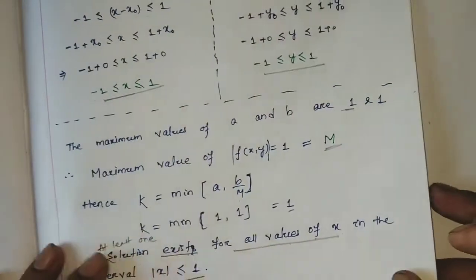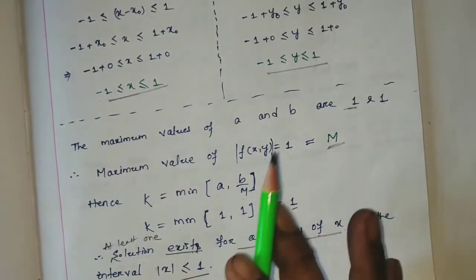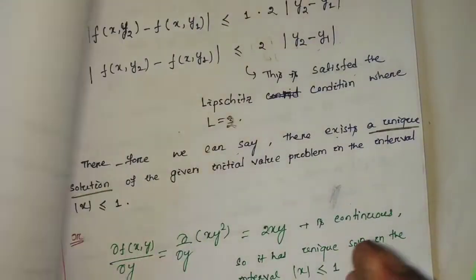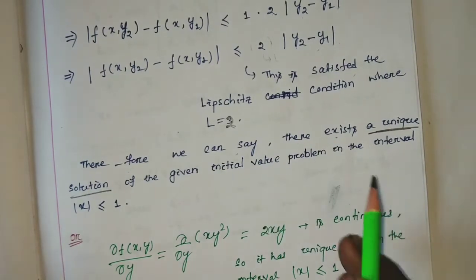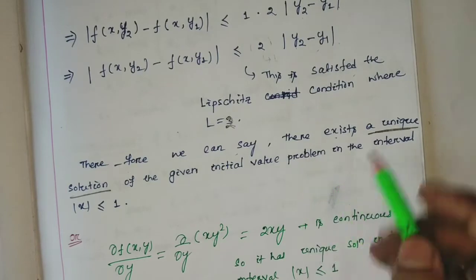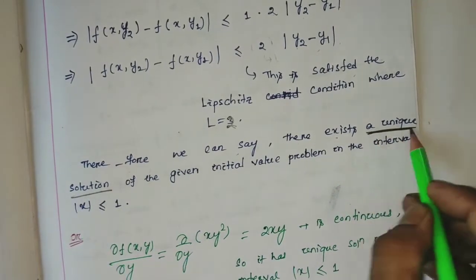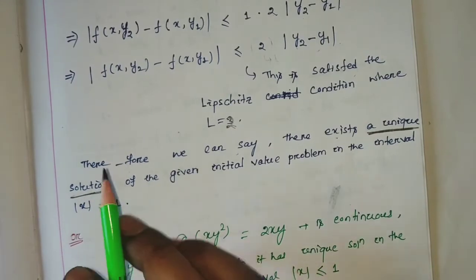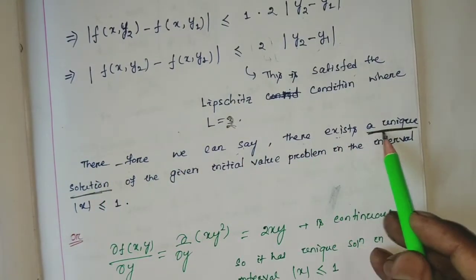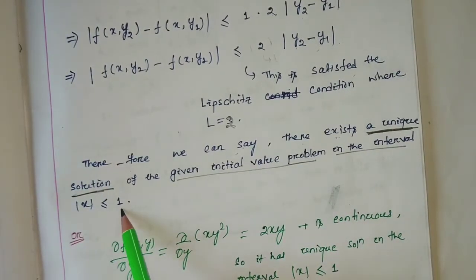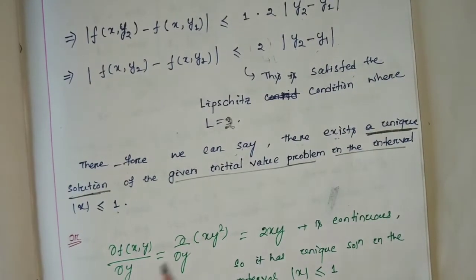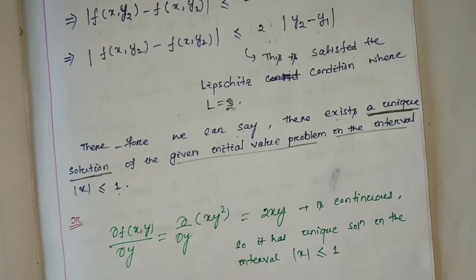According to the existence theorem, at least one solution exists, maybe more than one solution, but as it satisfies the Lipschitz condition, we have confirmed that this initial value problem has a unique solution. So therefore we can say there exists a unique solution of the given initial value problem in the interval |x| less than or equal to 1, right? This can be verified by considering another form of the Lipschitz condition, that the first derivative of f(x,y) should be continuous, that we have to check.